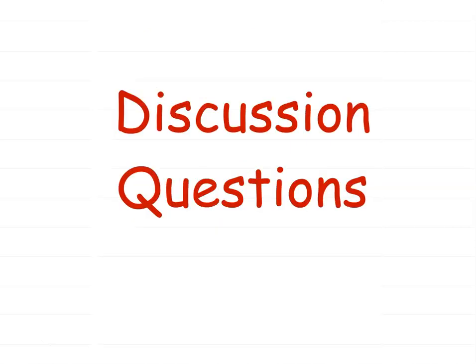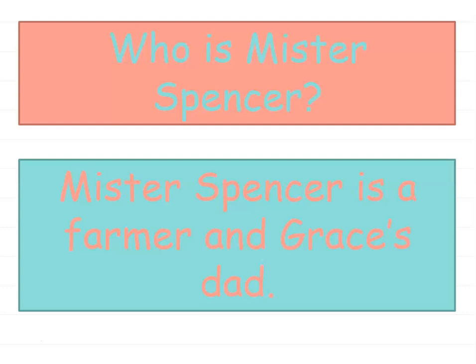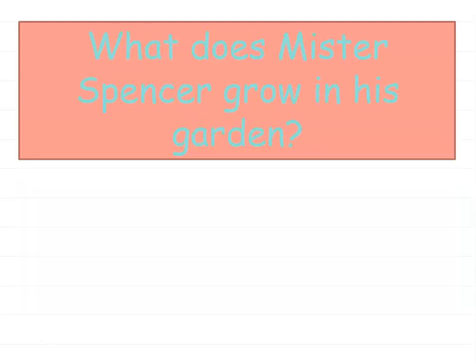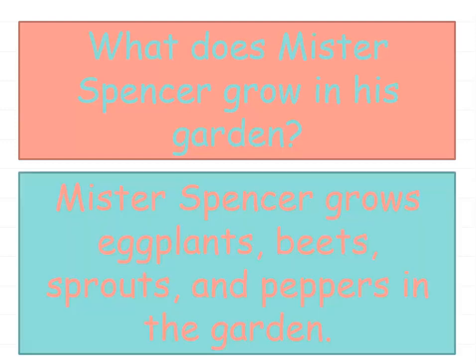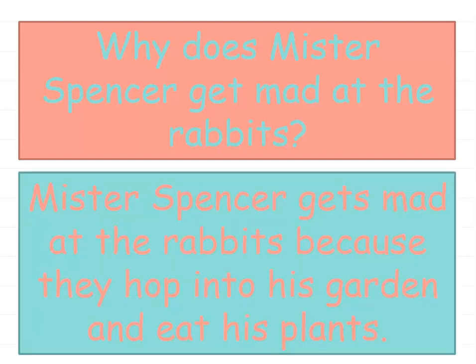Now, let's answer a few comprehension questions. Who is Mr. Spencer? Mr. Spencer is a farmer and he's also Grace's dad. What does Mr. Spencer grow in his garden? Mr. Spencer grows eggplants, beets, sprouts, and peppers in the garden. Why does Mr. Spencer get mad at the rabbits? Mr. Spencer gets mad at the rabbits because they hop into his garden and eat his plants.